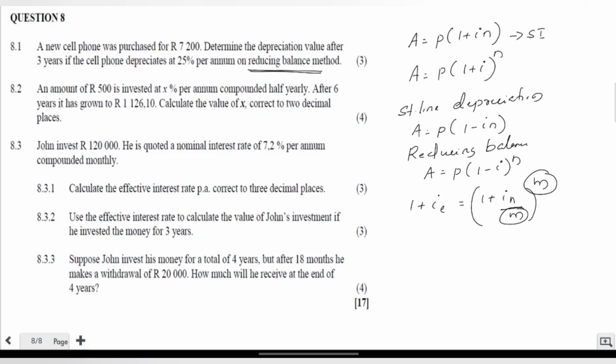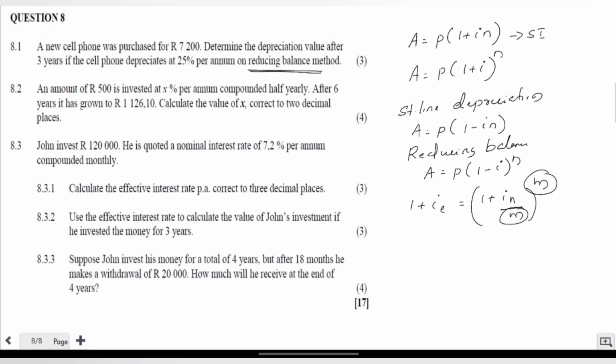Then daily is 365 and weekly is 52, but you won't get a question like that. You will always get these 3 cases: monthly, quarterly, half yearly. Monthly means 12, quarterly means 4, then half yearly means 2. You have to use it like that. Is it clear? All right.